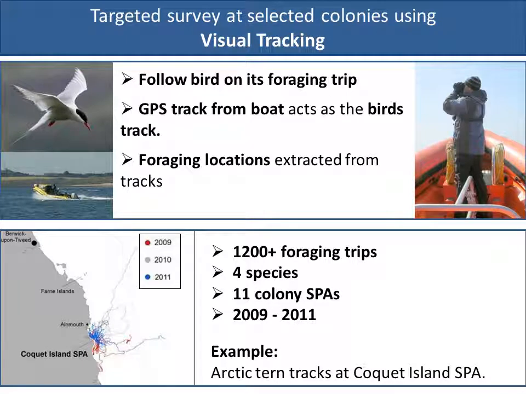GPS track from the boat acts as a proxy for the bird's track. And because we have an observer on the boat, we're able to extract foraging locations from these tracks. So the map on the bottom left shows some example tracks from a colony in Northern Ireland, and these tracks are for Arctic terns, and they were collected over 3 years.